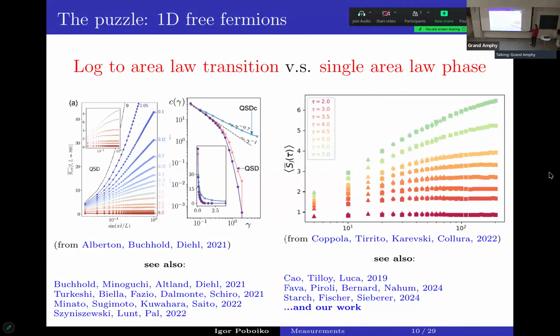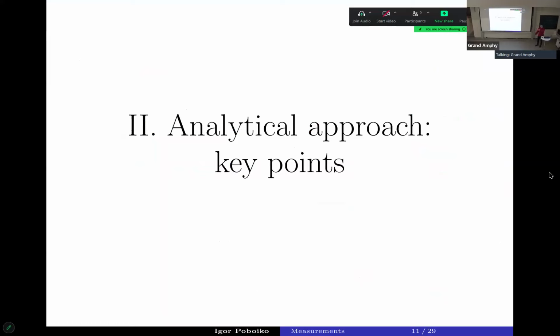I would say that most of the work in this context was done numerically, and with numerics, it's always complicated. It's always hard to interpret data that you have with finite size scaling and so forth. And there are actually objective reasons why it becomes even harder, which I'll explain later on. And spoiler alert, we will support this side of this fight. Namely, we will argue that there is no phase transition for one-dimensional free fermions, and there is just a single area law phase. And the logarithm that people see is actually just an intermediate asymptotic.